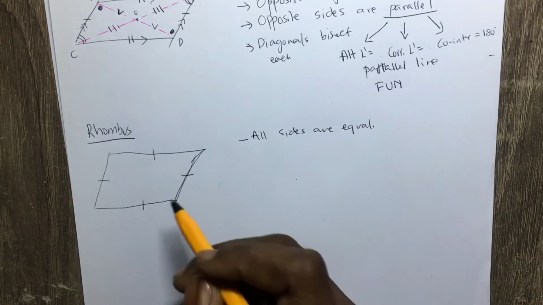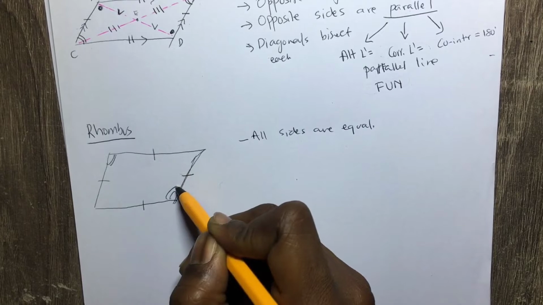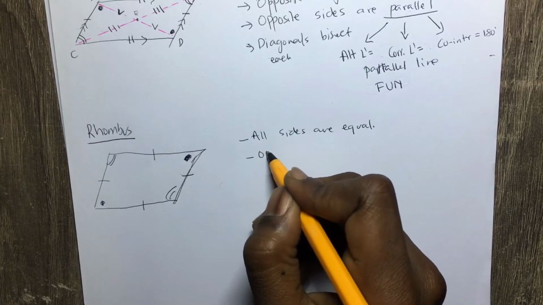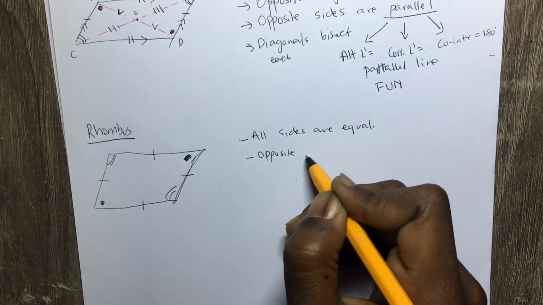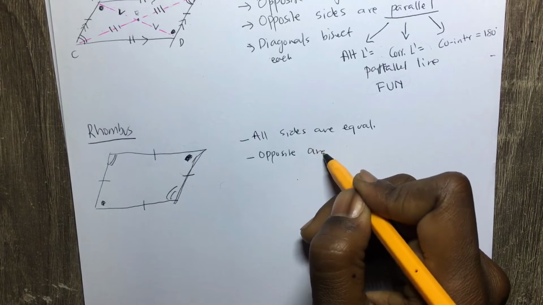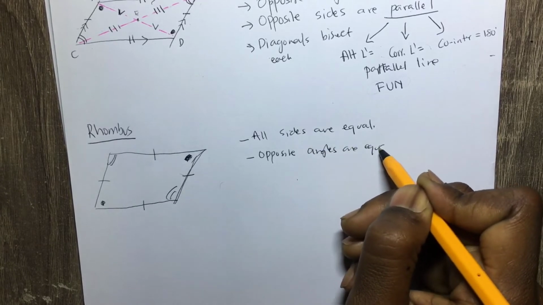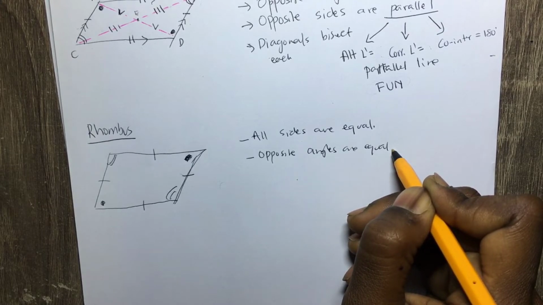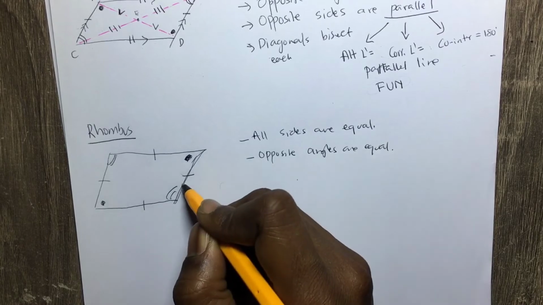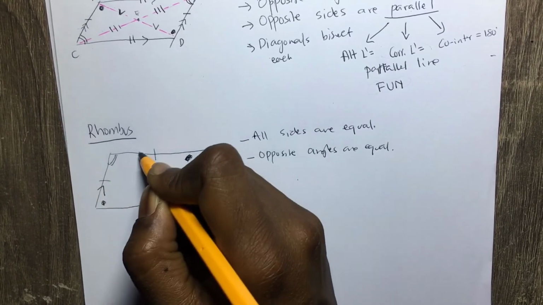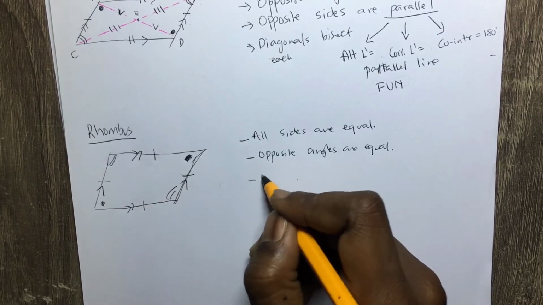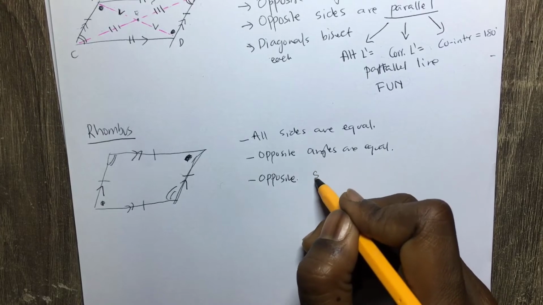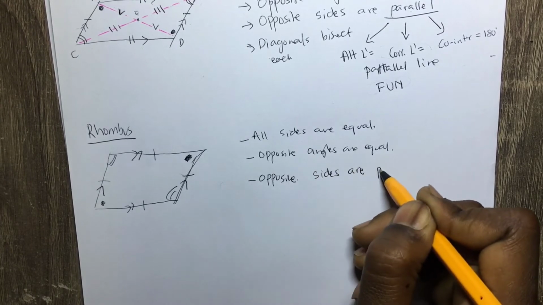That's the first thing. And then still opposite angles are equal. So this one and that one will be the same. Opposite angles are equal. We're still on a rhombus, right? And then opposite sides are parallel. So this will be parallel to that. That one will be parallel to that one. So opposite sides are parallel.